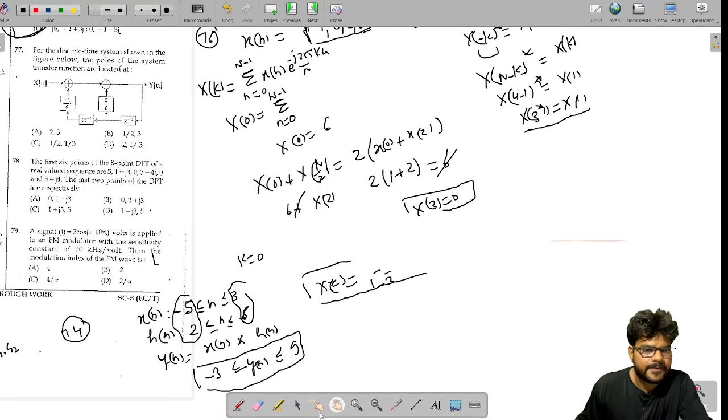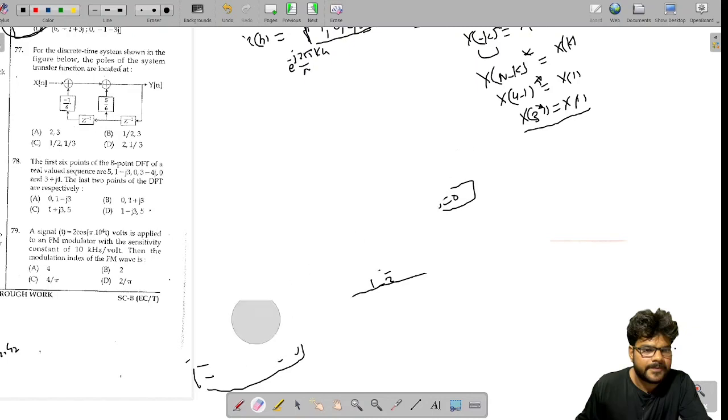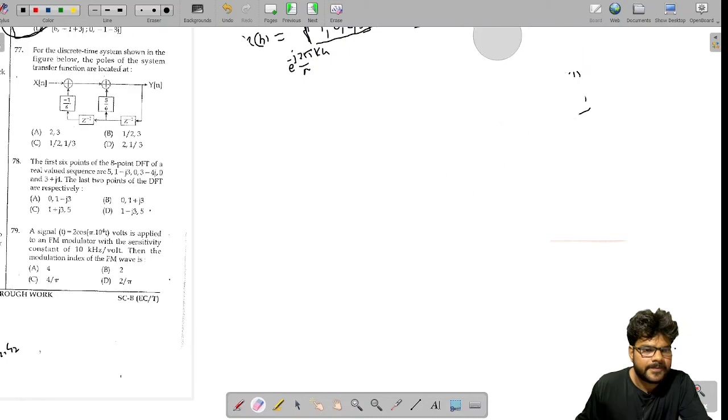Now let us go to the next question. So the question is 77. The 77th question is from signals and systems, from the Z transform topic. For the discrete time system shown in the figure below, the poles of the system transfer function are located at. So we have to find the location of poles of the system, right? So let us find H of z first. That is, H of z equals Y of z by X of z, and from that we can see where these poles are located.